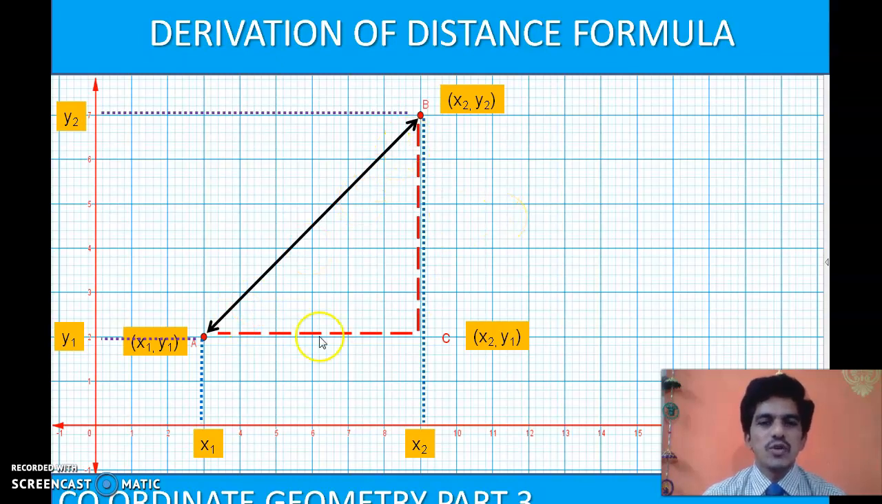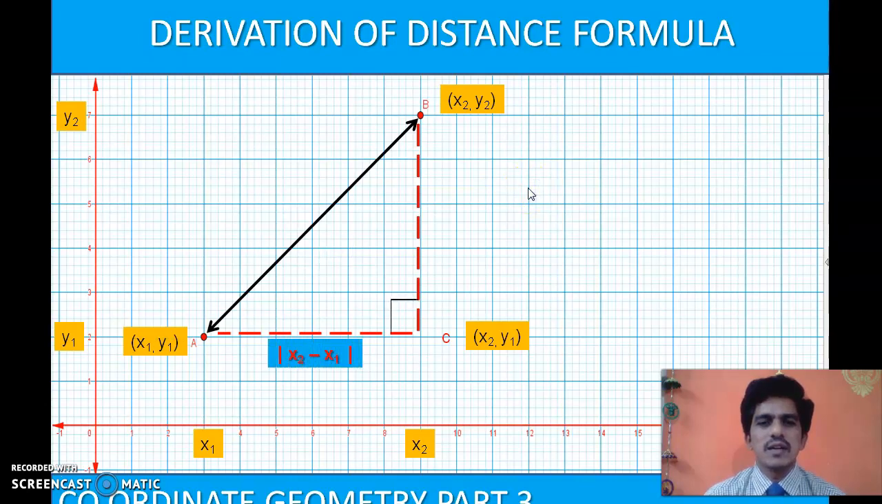Now, as you know, this line AC is parallel to x-axis. If you have a line parallel to x-axis, what is the formula to calculate the distance? Right, you have to find the difference of their x-coordinates. Before doing that, let us eliminate this and make the screen clearer. Now you have to find the distance between them. You will have modulus of x2 minus x1. And what is the distance from B to C? Because this is a line parallel to y-axis, you have to calculate the difference of their y-coordinates, which comes to be modulus of y2 minus y1.